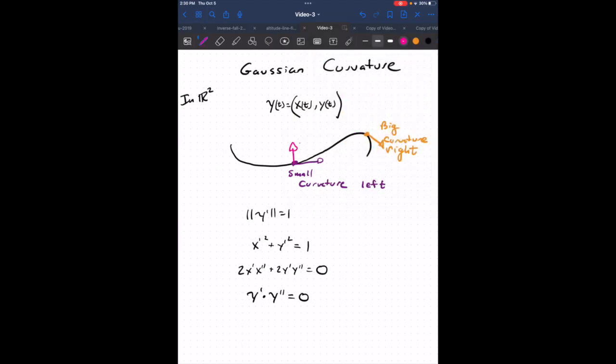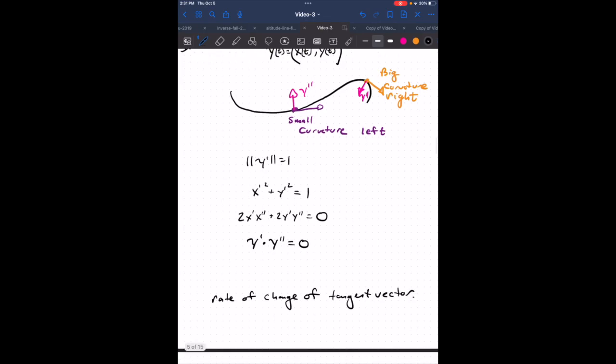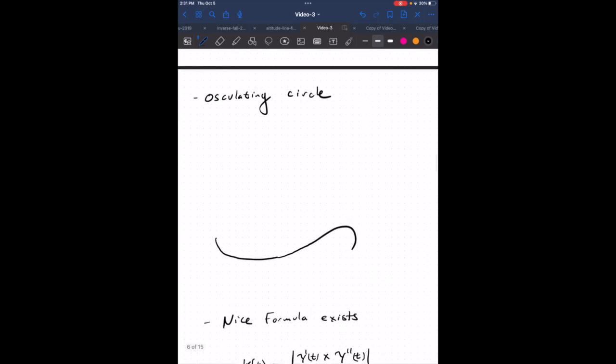So this is going to be gamma double prime here, or gamma double prime over here. And really what we want to look at is how much is our curve turning. We're looking for the rate of change of our tangent vector. So we want a rate of change of tangent vector. And you'd think, well, that's well and good, but do we want some intuition for what that might look like? And the osculating circle provides great intuition.